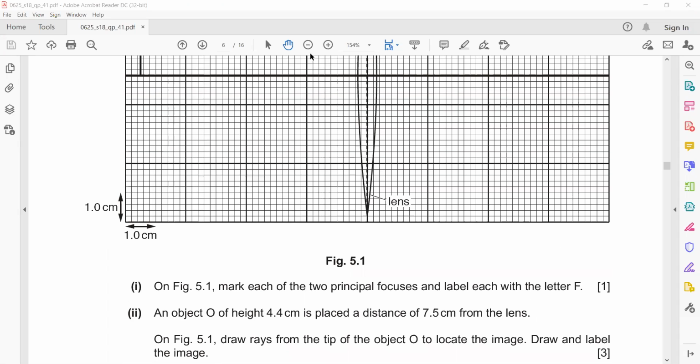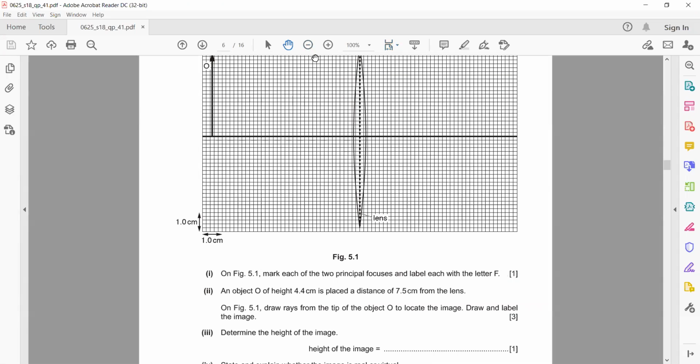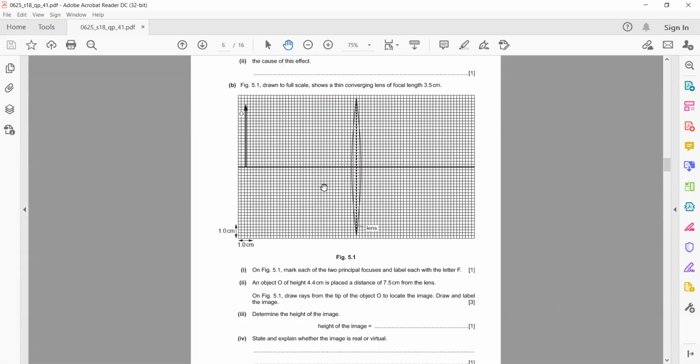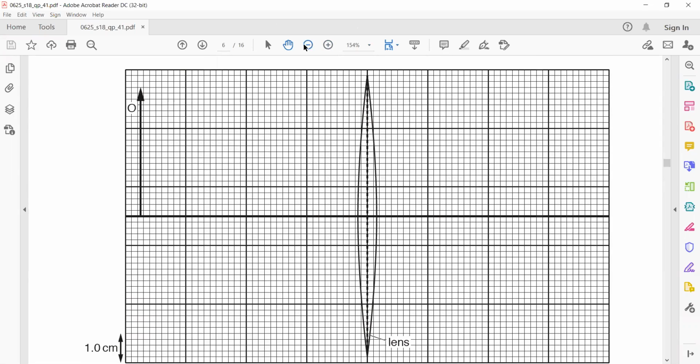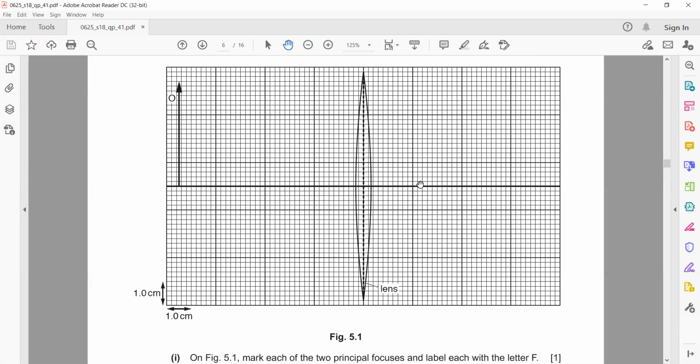On the figure in this question, mark each of the two principal focuses and label them as F. They mention the principal focus is 3 centimeter, but I'm not measuring it. Even without measurement, we can say, as you can see, the scale is given that 5 boxes equal 1 centimeter.